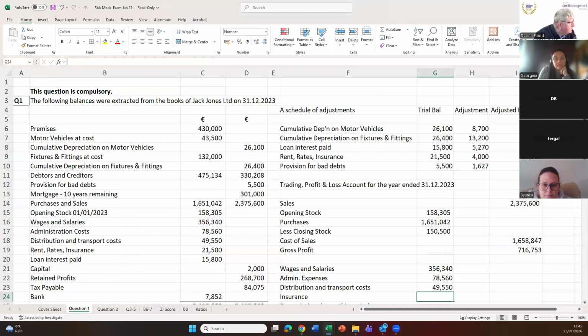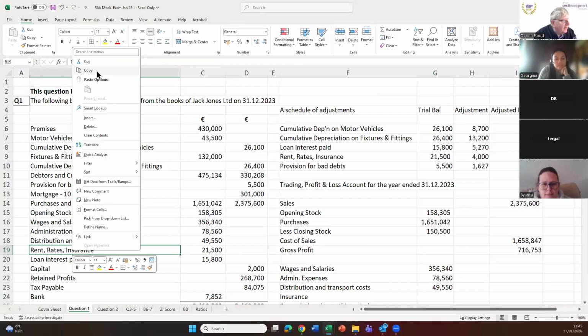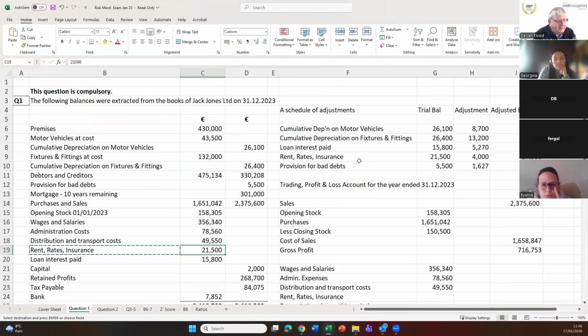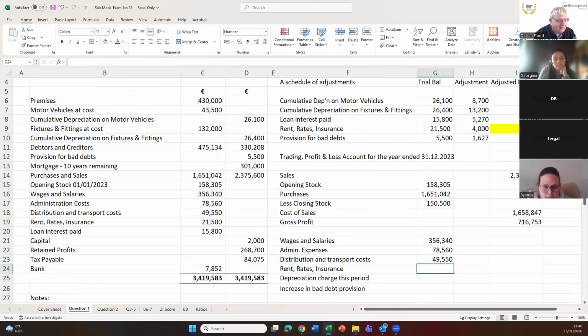So even though the insurance in the trial balance is 8,000, where is it gone? Sorry, adjustments. It's rent rates and insurance. So the figure I have there is rent rates and insurance, 21,500. But this is where you have to make sure that what we take is our adjusted figure. So it's not the 21,000 in the P&L account, it's the adjusted figure. So there we have 17,500 is my figure for that year for rent rates and insurance.